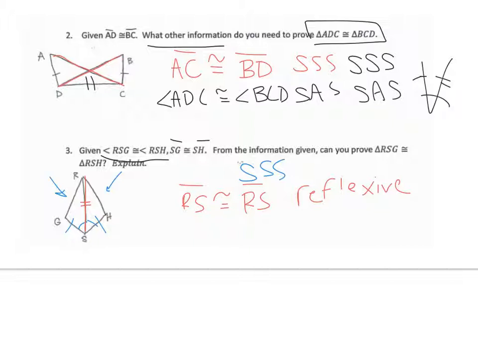So yes, we can. Yes, we can prove by side, angle, side, because I have it in my diagram: this side, and this side, and the angle in between the red sides.